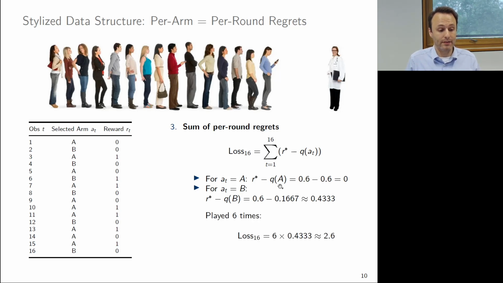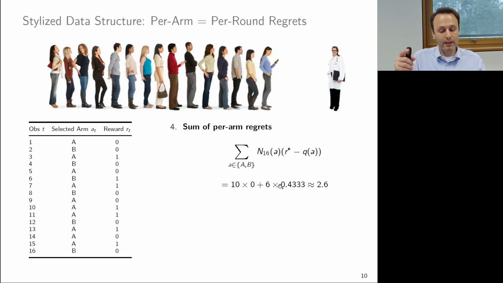And we played 6 times the suboptimal arm, so we have a total loss of 6 times 0.4, which is 2.6. Now, if we take all the arms and sum the regrets up over the arms, then we will see that this is going to turn out to be the same number, 2.6. So the difference here is that we take the regret for each arm and multiply it with the number of times we play that arm. So here it's 10 times we played arm A with 0 regrets, so that's 0, plus 6 times arm B, and that's again the 2.6.